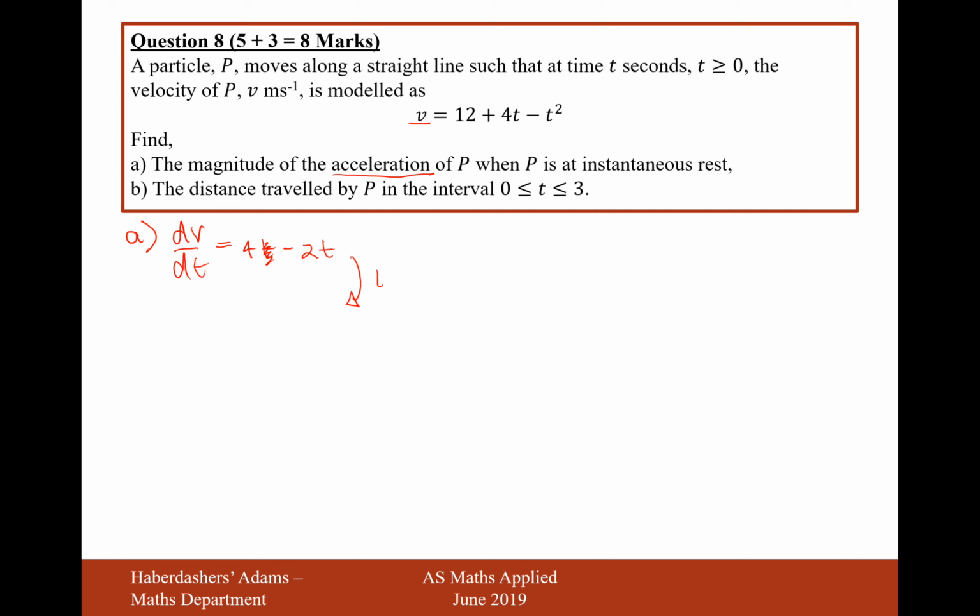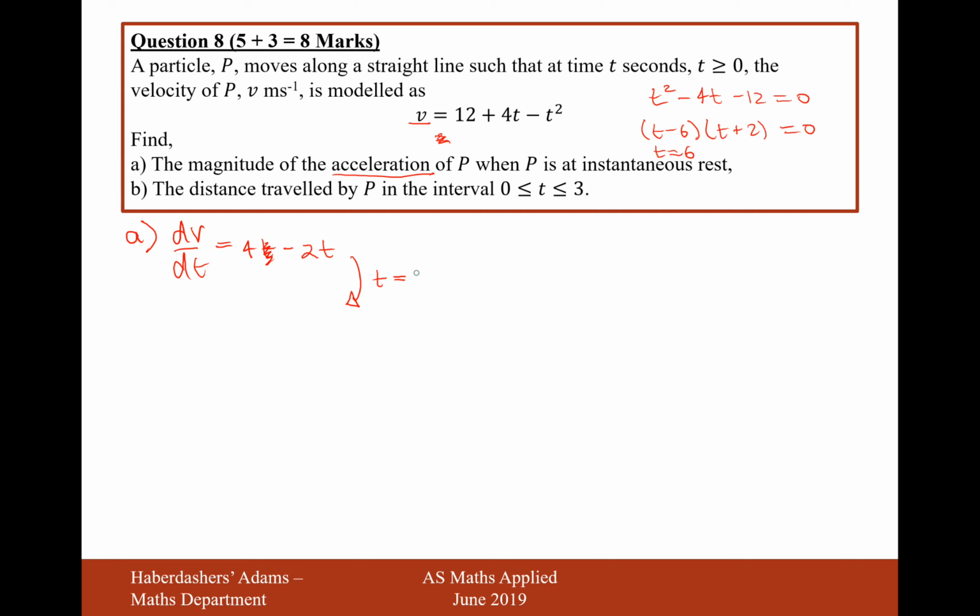And when P is instantaneously at rest, now that's not going to be when t equals 0. We need to find when the particle is at rest, and the best way to do that will be solving this equation equal to 0. So t squared minus 4t minus 12 equals 0. Solve this: t minus 6, t plus 2 equals 0. So the time there must be 6, because otherwise it would be minus 2, and t is definitely positive.